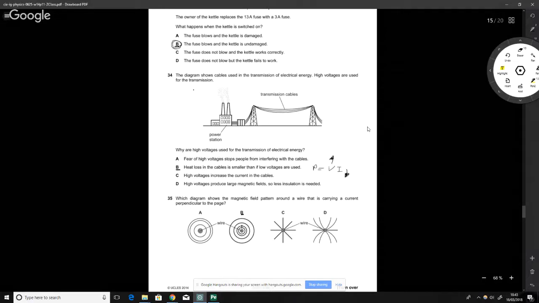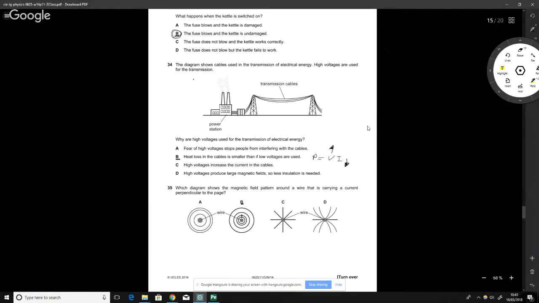Okay, this is just a quick question on why they use high voltage power lines as opposed to low voltage with higher current. So power is equal to the voltage times the current. Basically, if you up the voltage, you have a lower current, and your heat loss is proportional to your current. So you want lines that have low current, high voltage, and that's why the answer is B.